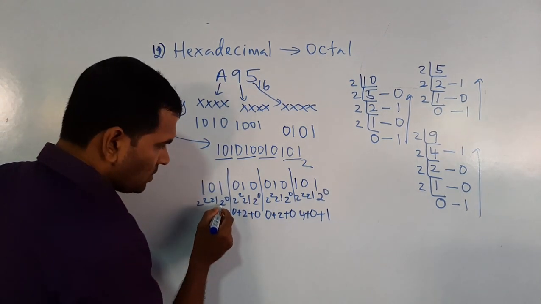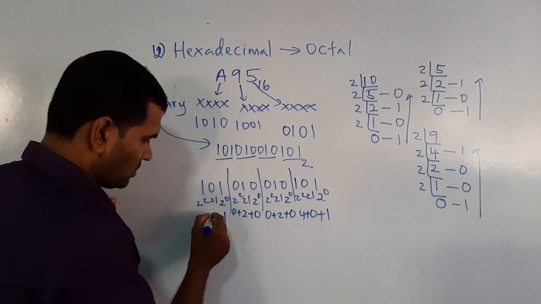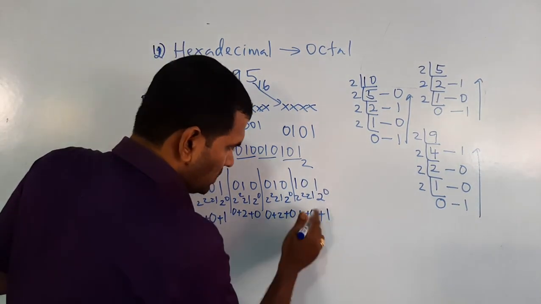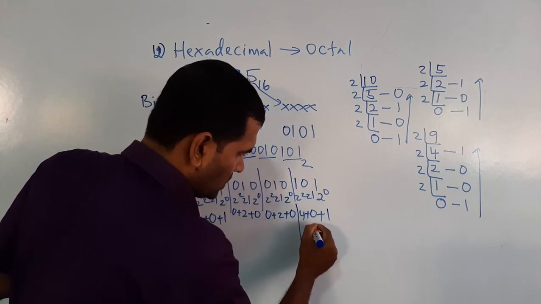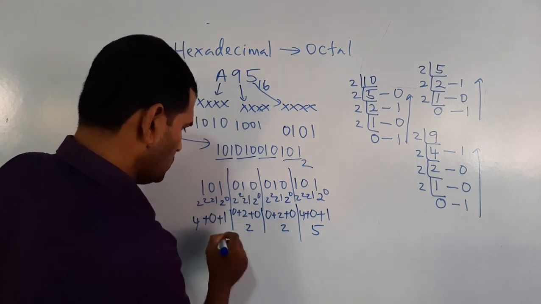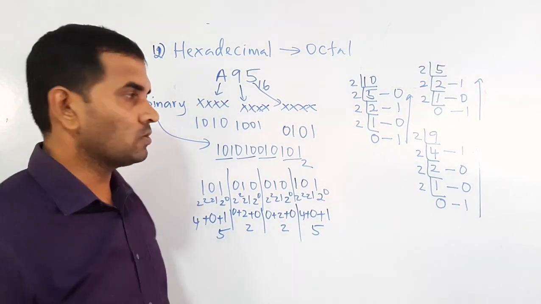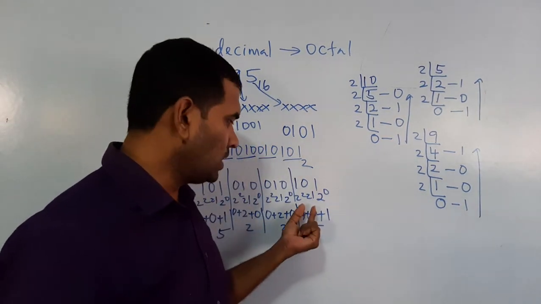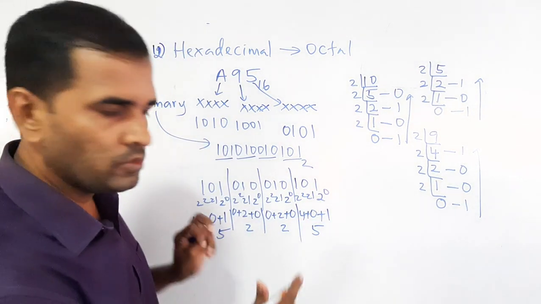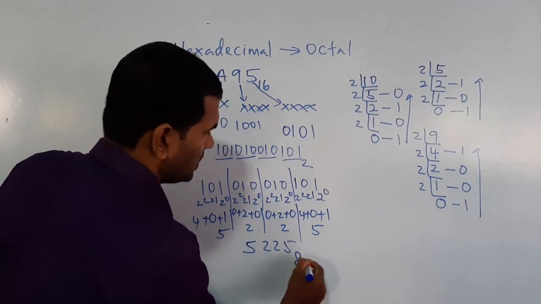Finally, 2 to the power 0 is 1, 1 into 1 is 1. Plus 2 to the power 1 is 2, 2 into 0 is 0. Plus 2 to the power 2 is 4, 4 into 1 is 4. Add the numbers. So here it's 5, right? Here it is 2. Here it is 2. Here it is 5. Now write them together because it is a single number. We divided the single number for our convenience. Now it's time to write them together. So this is going to be 5225 base 8.